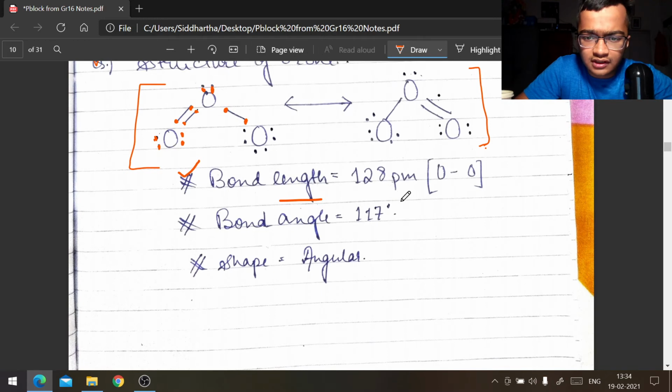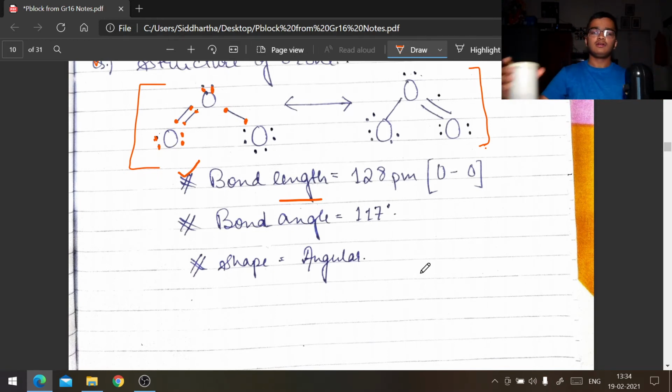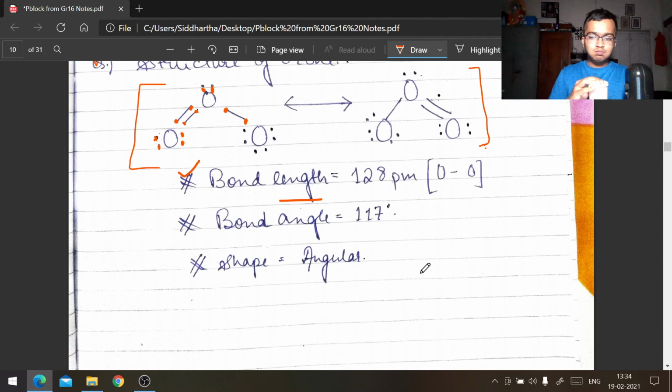Bond length is 128 picometer. You have to memorize this. And the bond angle is 117 degrees. The shape which you see here is called angular shape.